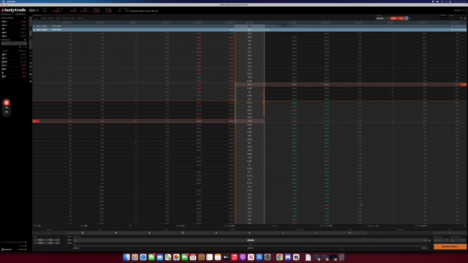We are looking at very, very high probabilities of success, very high returns on capital, and also, just as a little side note, futures is not included in the pattern day trading rules. So if you do get into a position and you want to get out for any reason the same day, you can do so without it going against you if your account is smaller than $25,000.